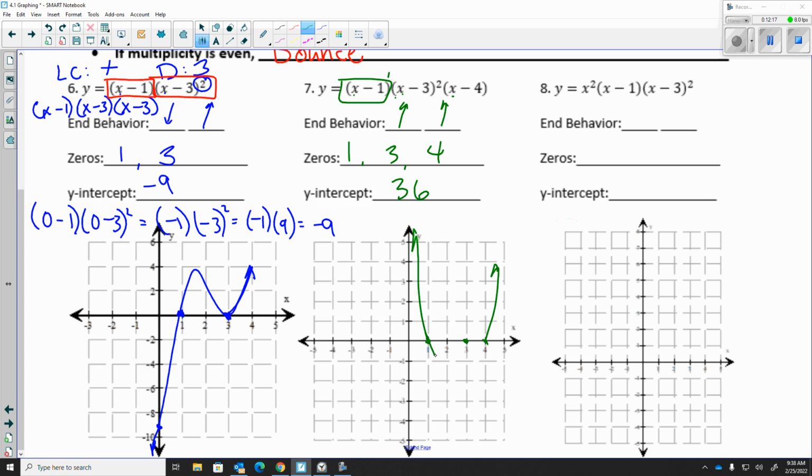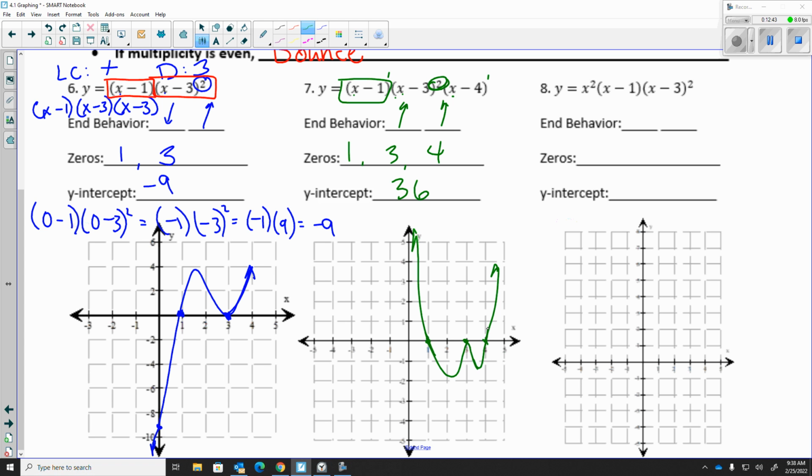All right, then I go over to 3. What's happening at 3? Cross or bounce? Bounce. Why is that? Because the multiplicity of that factor is 2. That's even, so I've got to come up to 3, touch it, bounce off of it. All right, and then 4 is the same as 1. It's raised to the first power, so I've got to cross it. There it is. And it matches my end behavior.